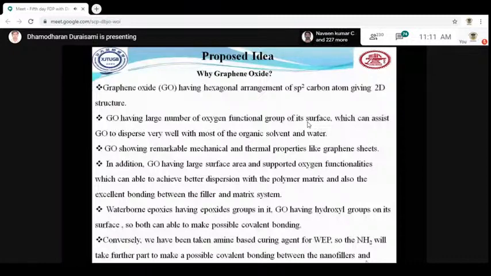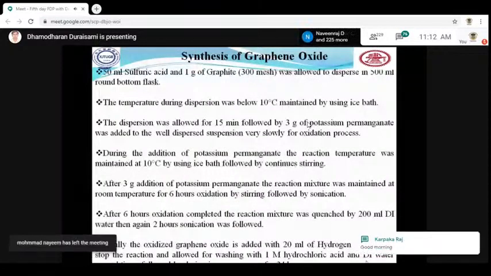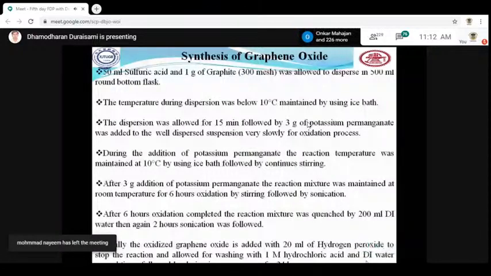For our project, we synthesized graphene oxide in our laboratory itself. For that we used the modified Hummers method and the Hummers method. Based on the Hummers method, we took 1 gram of 300 mesh graphite powder. The graphite powder was mixed with hydrochloric acid and sulfuric acid to disperse it initially. Then, with the assistance of potassium permanganate, we prepared graphene oxide.